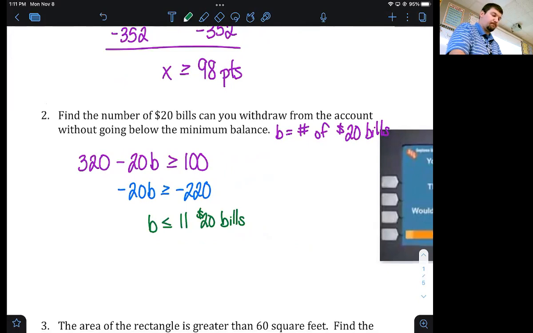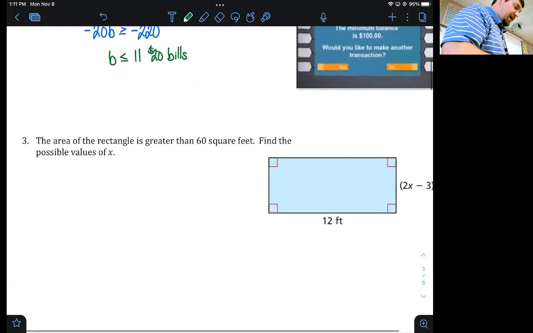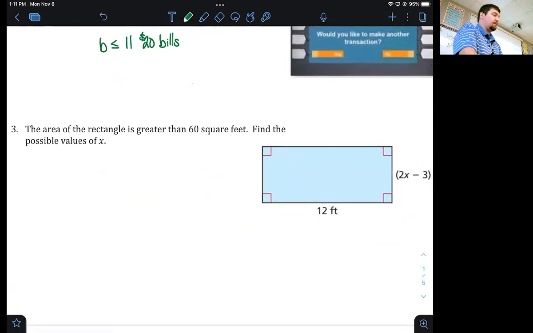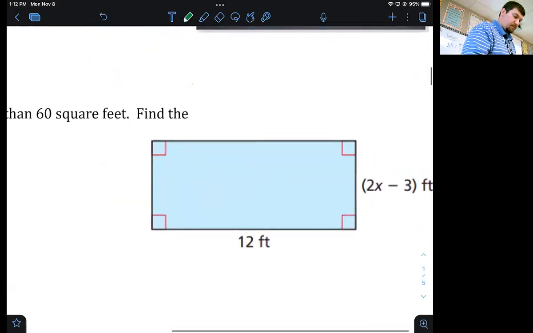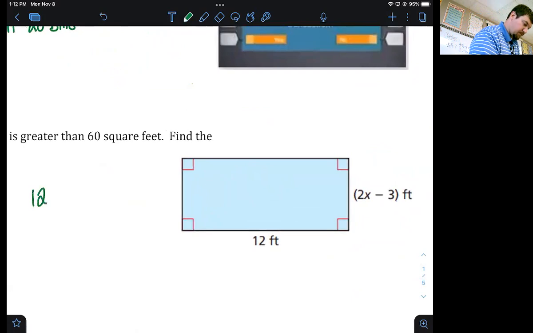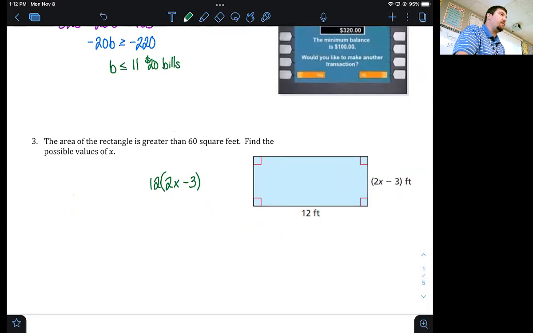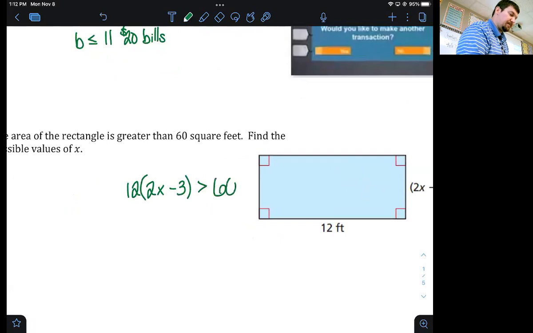Questions? Number 3. The area of a rectangle is greater than 60 square feet. Find the possible values of X. Deegan, can you tell me what expression I could write that represents the area of that rectangle? Good job. Okay, so that represents the area of the rectangle, and then it says is greater than, which they couldn't have spelled out any clearer than that. Put a greater than symbol, and then 60.